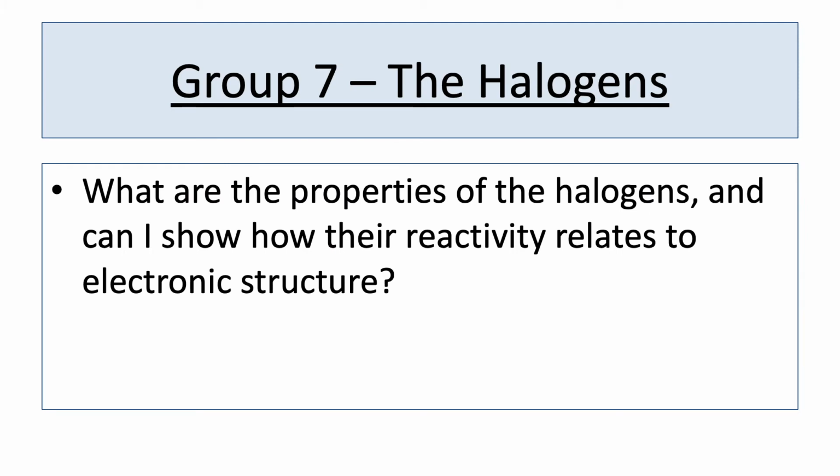The title for today then is Group 7. Group 7, the halogens to be specific. And what we're looking at today is what are the properties of the halogens and how can I show how their reactivity relates to electronic structure. I'm going to go through this. We don't need to write everything down apart from if I ask you to pause the video, but I'm going to tell you to write down the absolute key things from these slides.